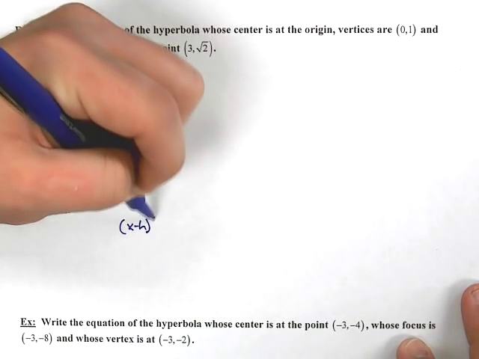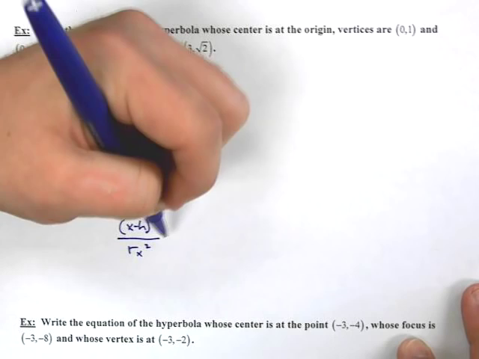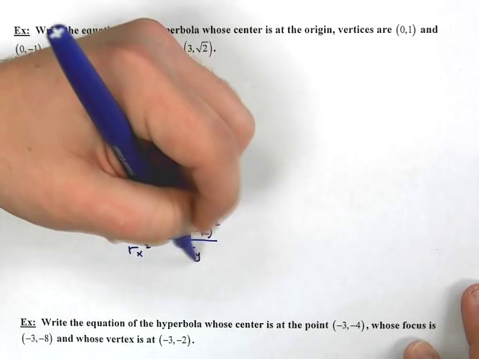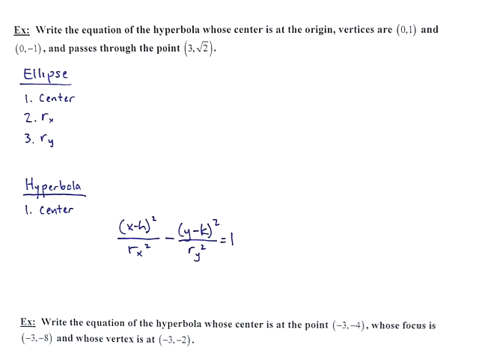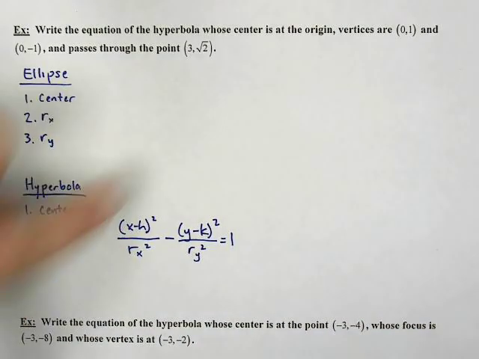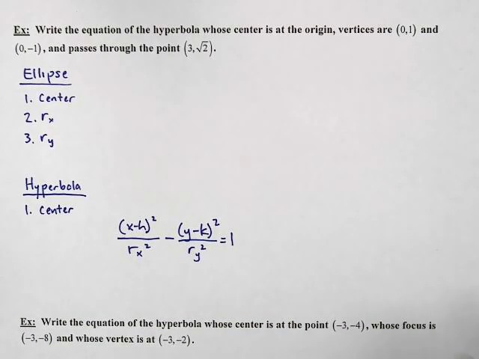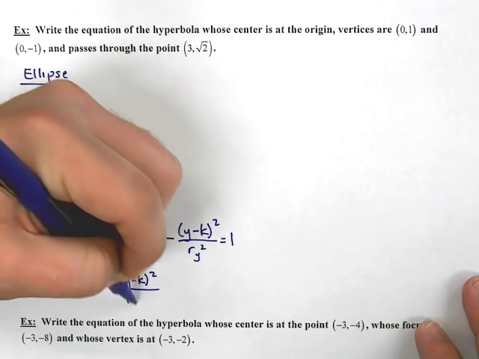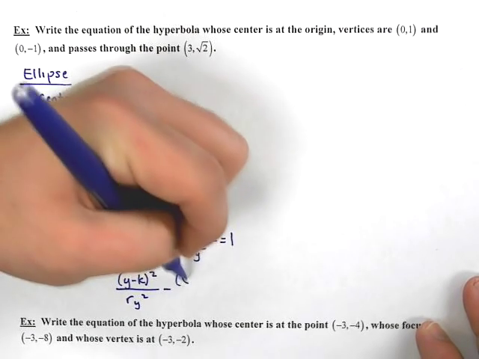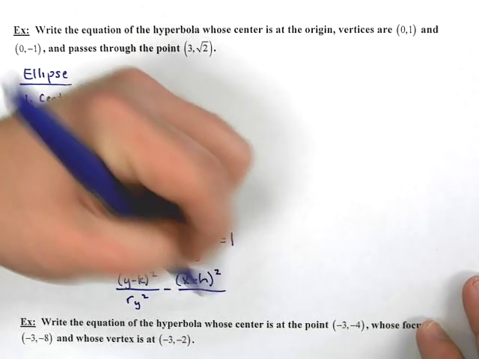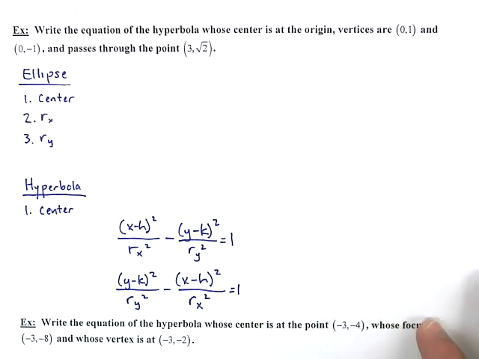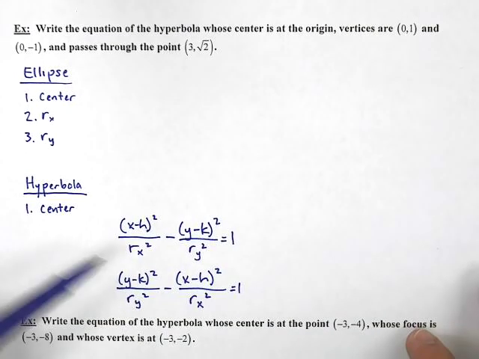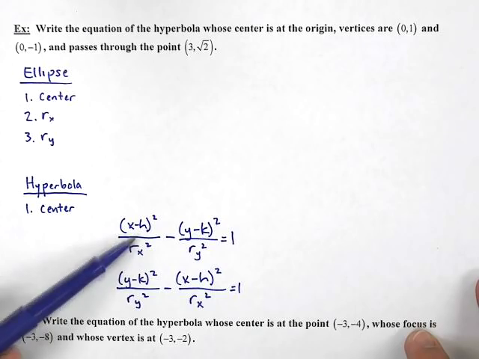We know that the formula would be either this, where we have x minus h squared over rx squared. We have another option though, guys. We can also write our equation like this. Alright, so we have two options for a hyperbola. Remember, or I hope we remember that. What's the major difference? Well, here x is in front, here y is in front.